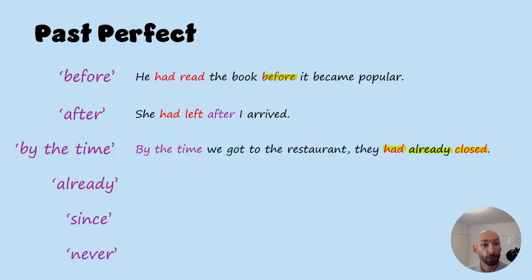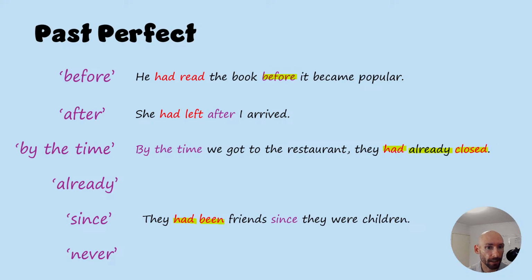We've also got two more words here, since and never. Let's have a look at an example of since. They had been friends since they were children. Here's our past perfect. Had plus the past participle of be, which is been. Had been.